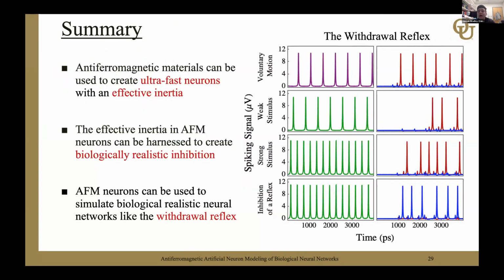So as a summary, I've shown that AFM materials can be used to create ultra-fast neurons with an effective inertia. And that effective inertia can be used to create biologically realistic inhibition through the inhibitor circuit. And then finally, we can use AFM neurons to simulate biologically realistic neural networks, such as the withdrawal reflex. In particular, the ability to simulate inhibition and inhibitory interneurons is a unique feature of AFM neurons that would not be possible with conventional artificial neurons.